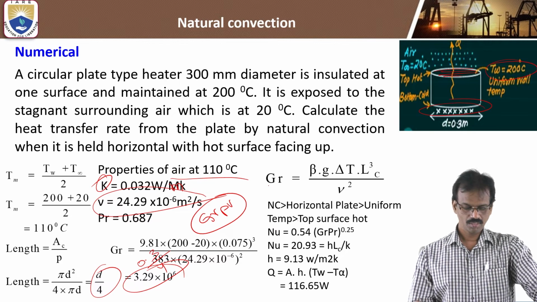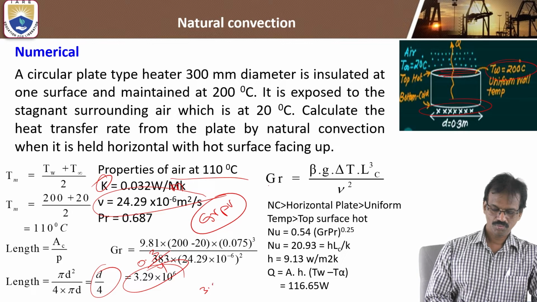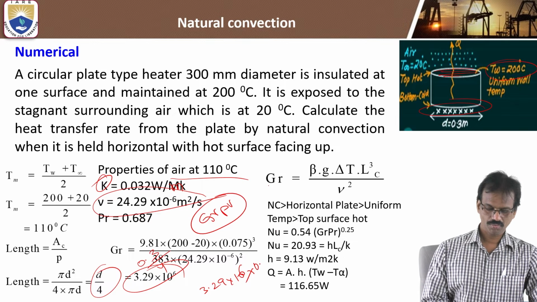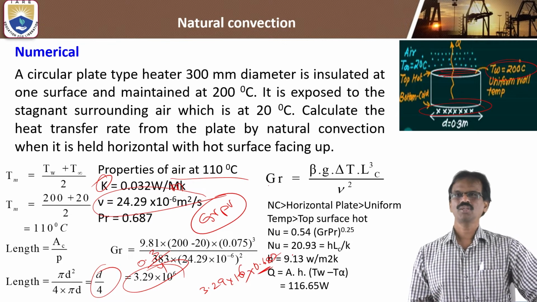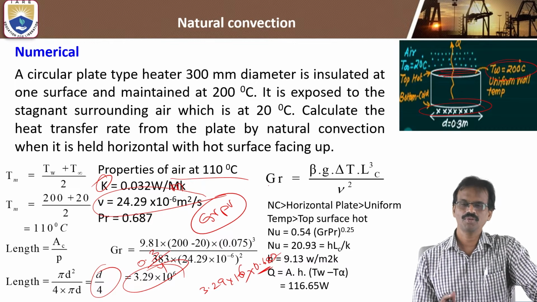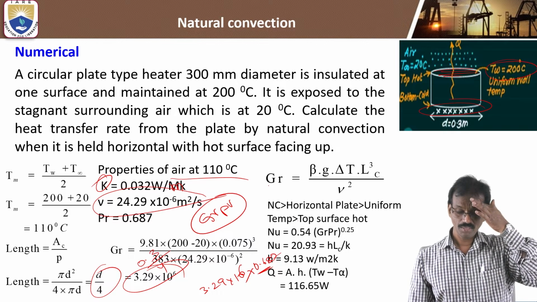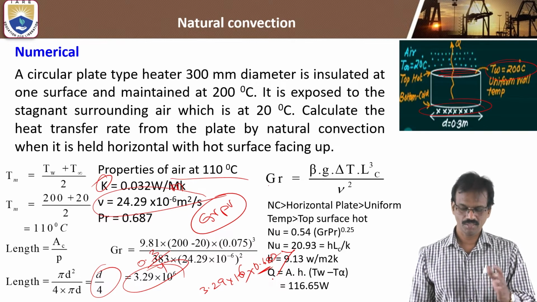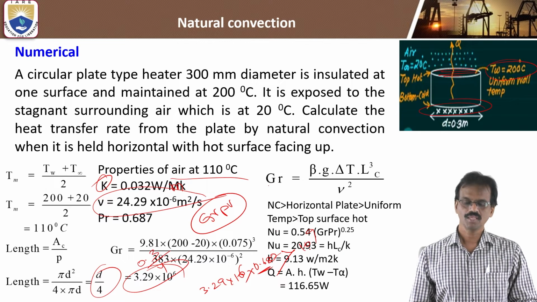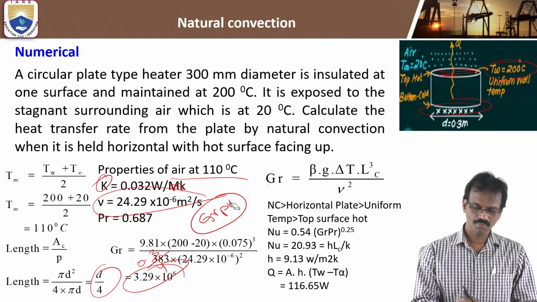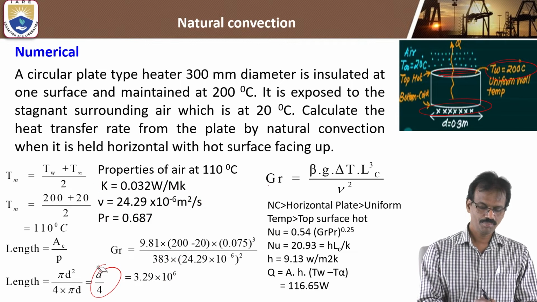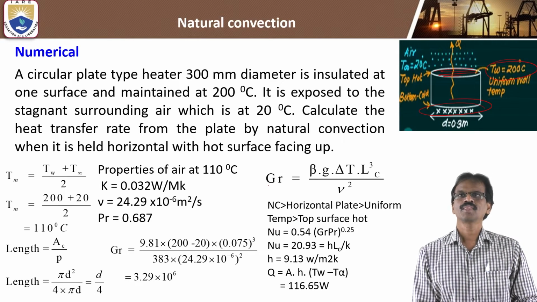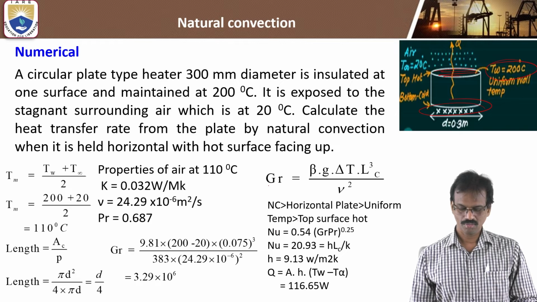So here Gr is equal to 3.29 into 10 to the power of 6 into Prandtl number, Pr is equal to 0.6897. If you solve this one, automatically you will get something into 10 to the power of 4. So this is less than 10 to the power of 9, it means we can consider this one as laminar flow. Then based upon the geometry, a circular pipe, laminar flow and natural convection.